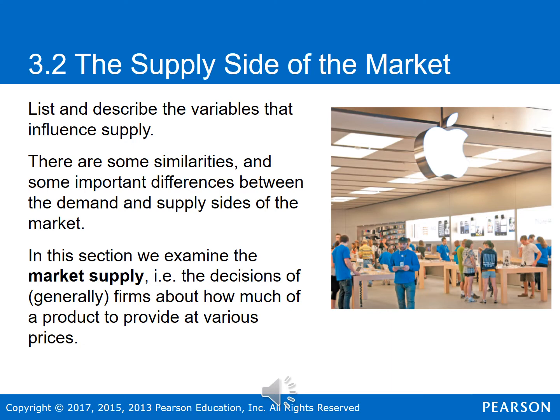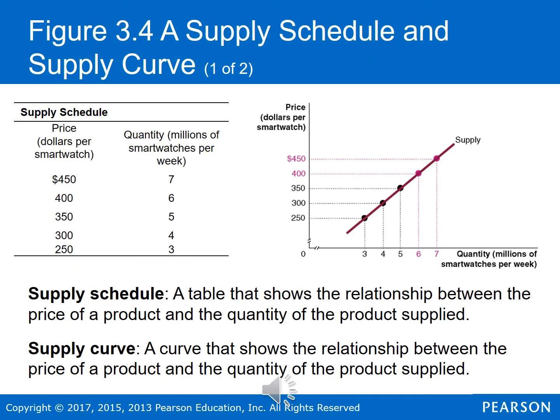In this section, we examine the market supply. So this is the decisions of generally firms about how much of a product to provide at various prices, and we'll be looking at all the firms in the market, not just one specific firm. So in this section, we're going to stick with the market for smartwatches.